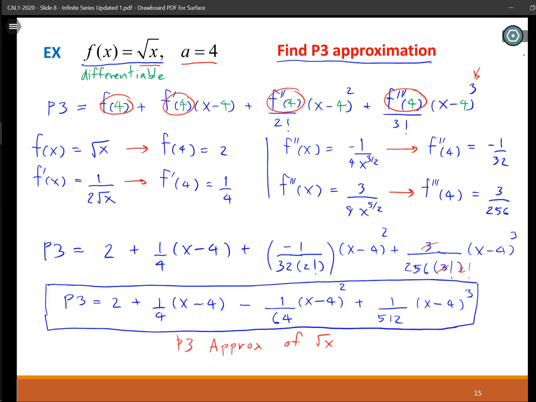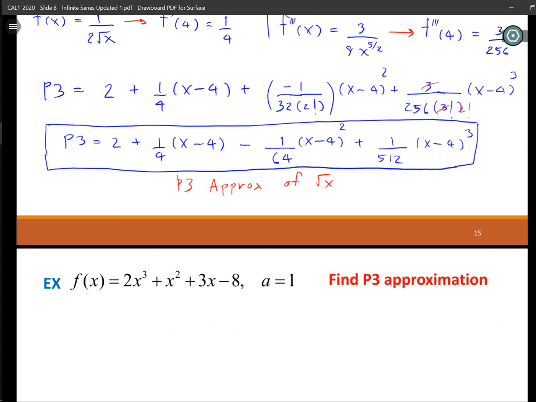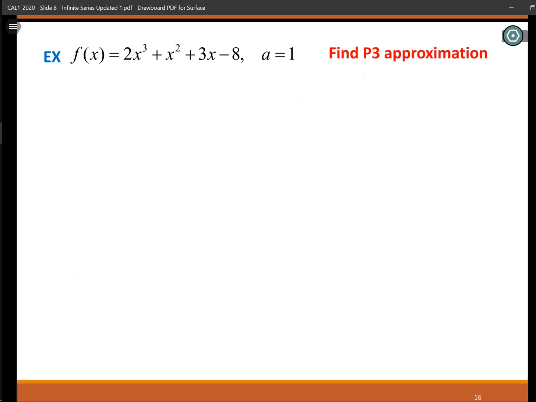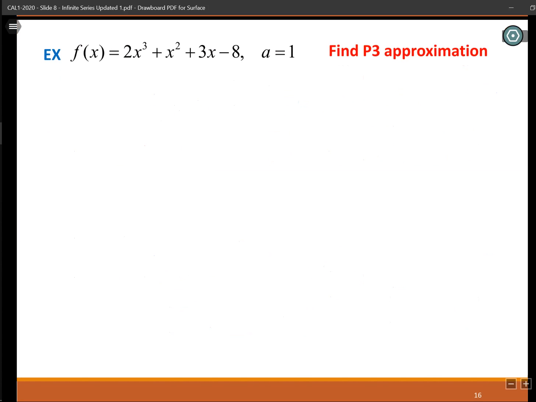Okay, so let's do one more example, and that would be this one. So we have this function of x again. It's a polynomial, quite long, and then we want to find the P3 approximation of this. Of course, the first thing we are going to do here is to check if f of x is differentiable. And you can see all these terms, and definitely we can differentiate this. So everything is good. Let's use the P3 formula here.